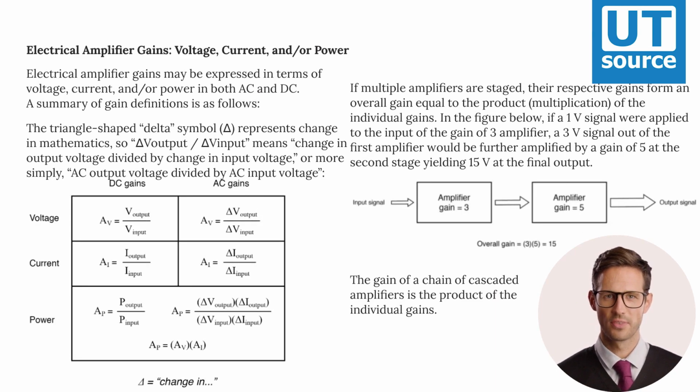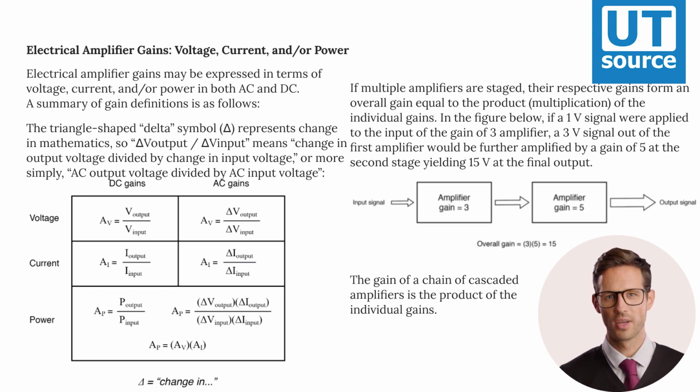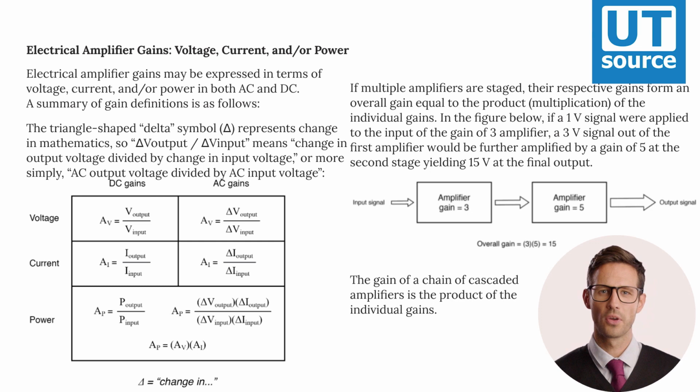Electrical amplifier gains: voltage, current, and/or power. Electrical amplifier gains may be expressed in terms of voltage, current, and/or power in both AC and DC. A summary of gain definitions is as follows. The triangle-shaped delta symbol Δ represents change in mathematics, so ΔVoutput/ΔVinput means change in output voltage divided by change in input voltage, or more simply, AC output voltage divided by AC input voltage.